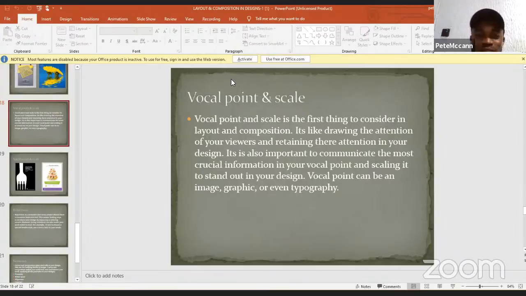In fact, from your house, you'll be composing, this is the food I want to eat at the party. It is like drawing the attention of your viewers and retaining their attention in your design. It is also important to communicate the most crucial information in your focal point and scale. It starts out in your design. Focal point can be image, graphics, or even typography.